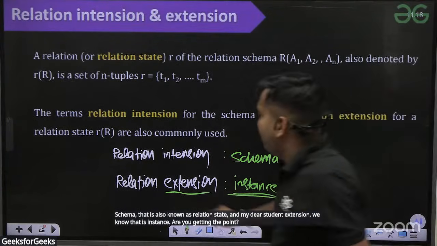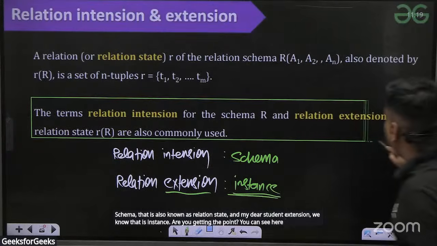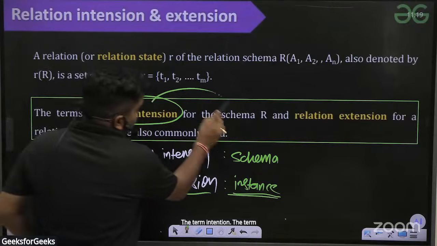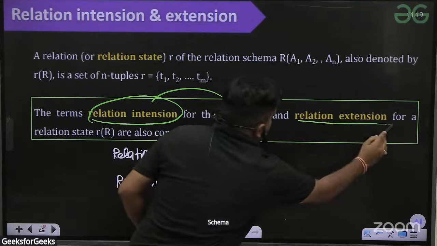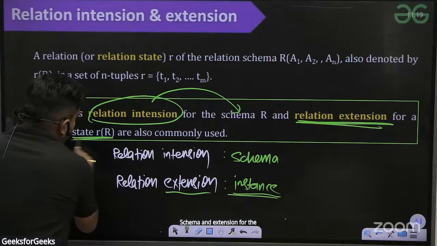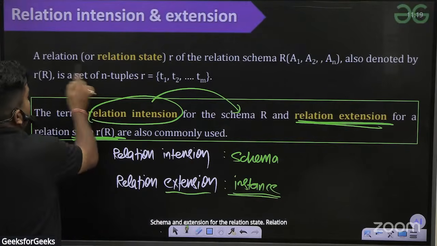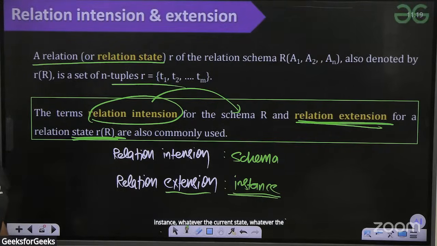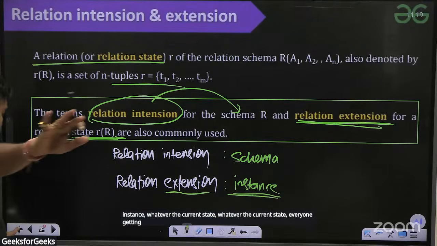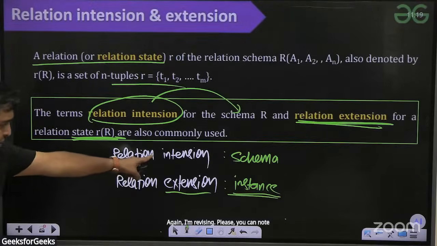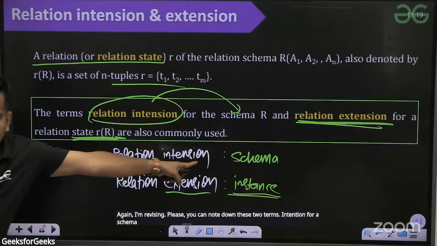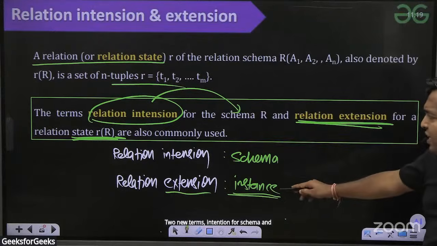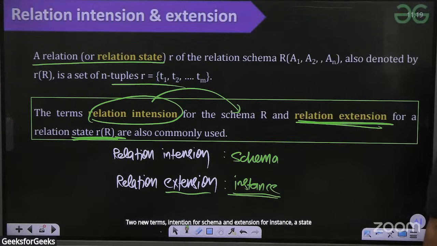You can see here the term intension for the schema, and extension for the relation state. Relation state means what? Instance, whatever the current state. Everyone getting? Again, I am revising. Please note down these two terms: intension for schema, and extension for instance or state. Getting my point?